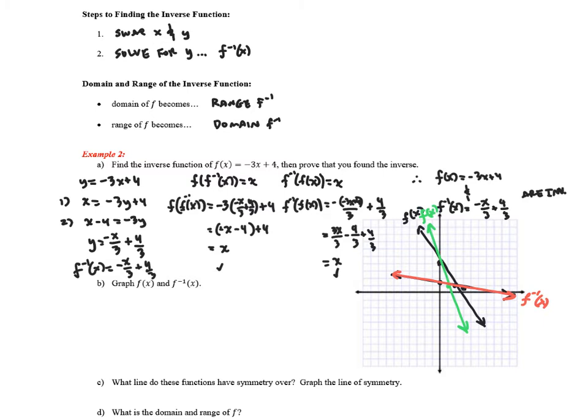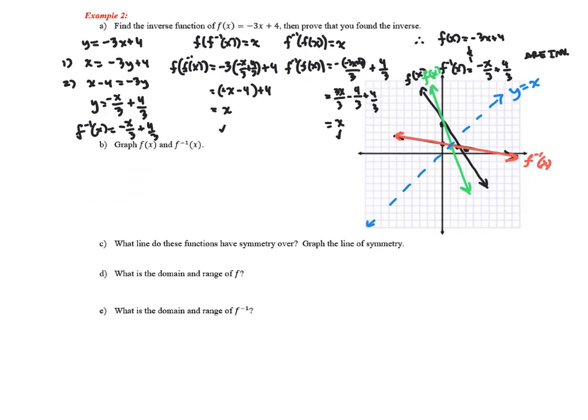And the reason I could kind of isolate that is because what you'll notice, and I'm going to answer the next couple of questions through this process, is that inverses are a perfect reflection about the line y equals x. So I'm answering part C. What line do these functions have symmetry over? Graph the line of symmetry. It's the line y equals x.